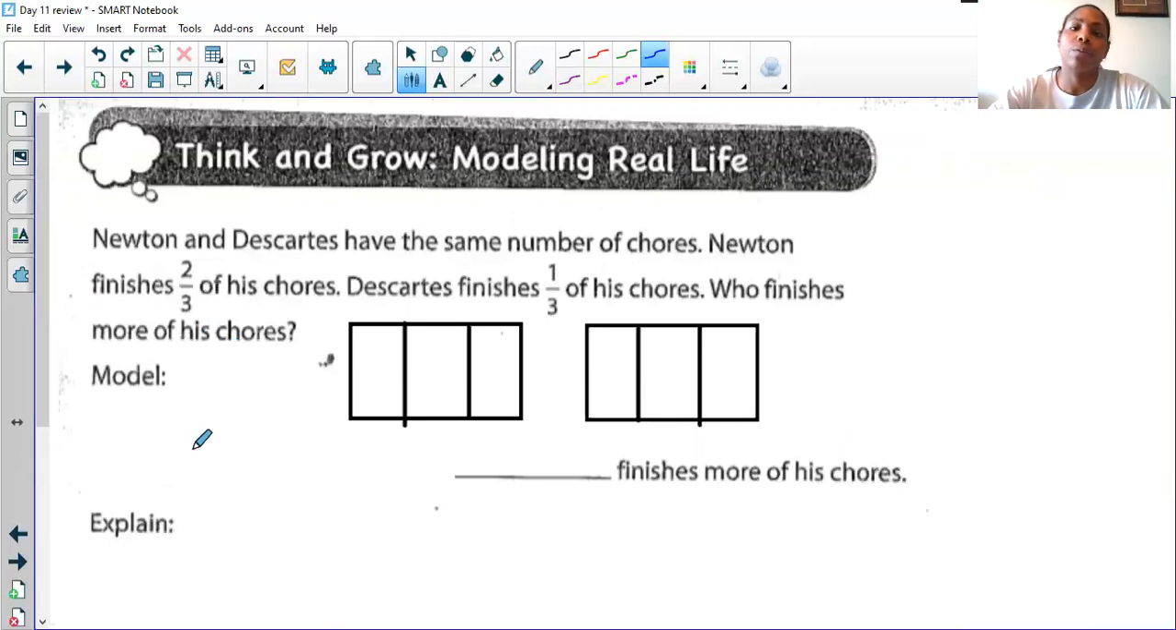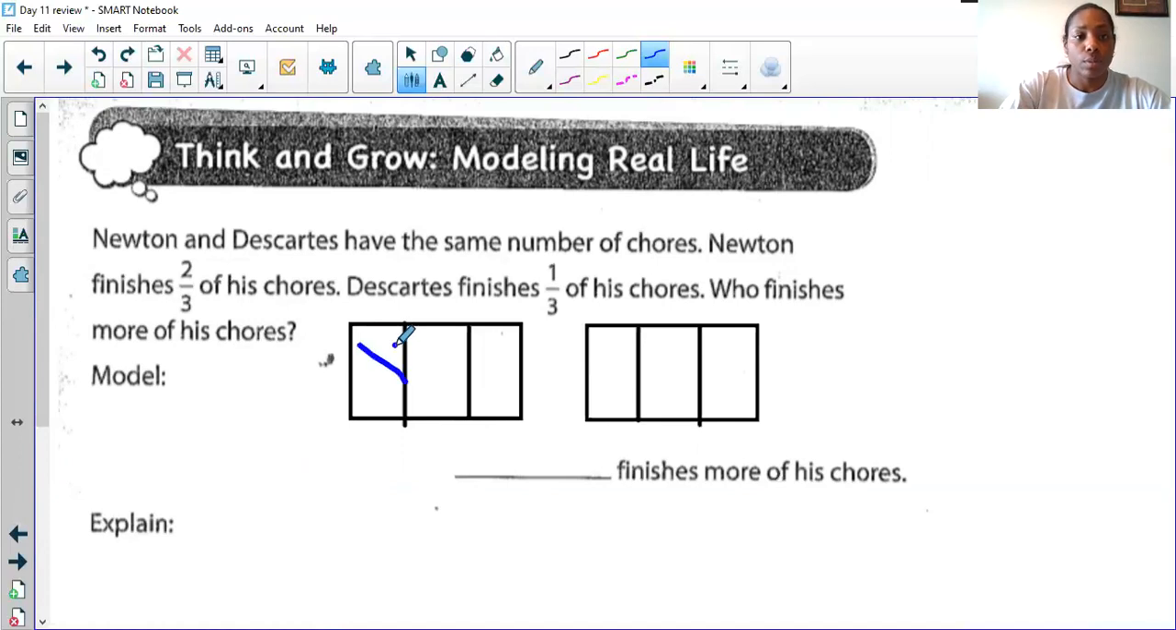All right, now we've moved on to Think and Grow, modeling real life problems. So Newton and Descartes have the same number of chores. Newton finishes 2/3 of his chores. Descartes finishes 1/3 of his chores. Who finishes more of his chores? So what I've already done is I've taken the liberty of pulling out rectangles and divided them into thirds because I have to model what that will look like.